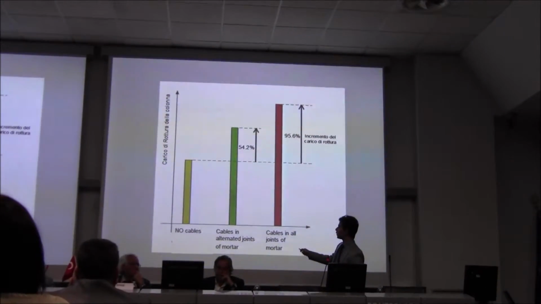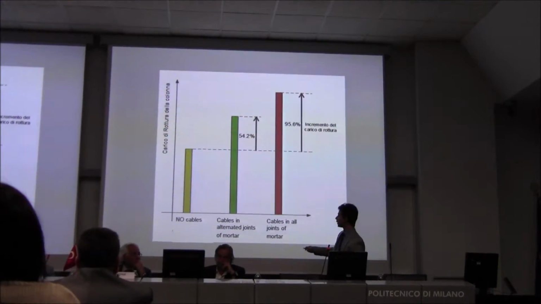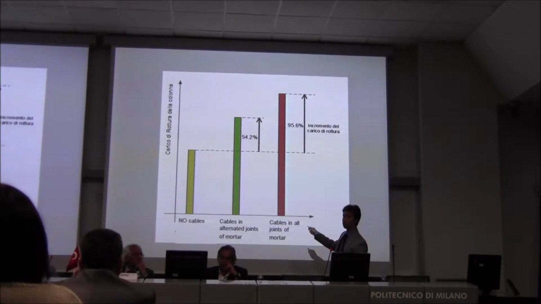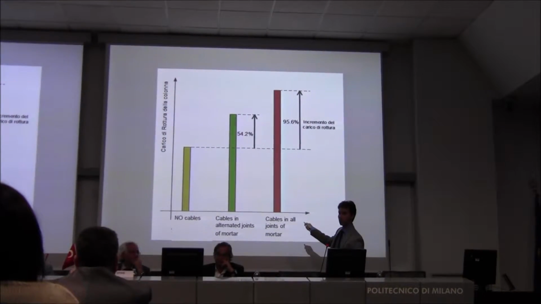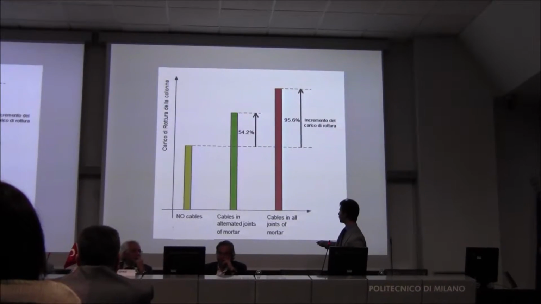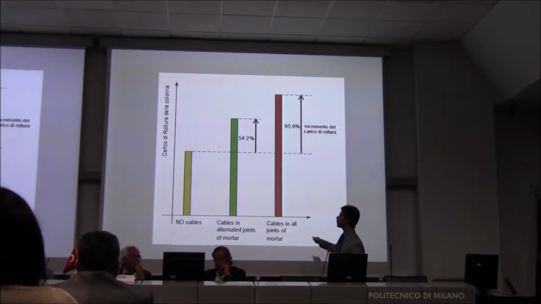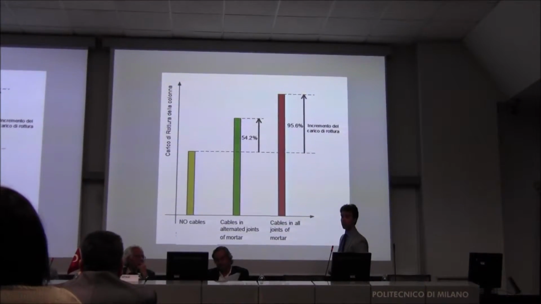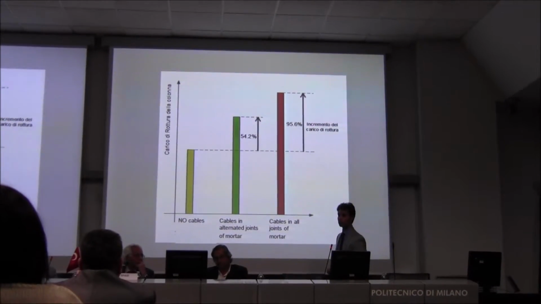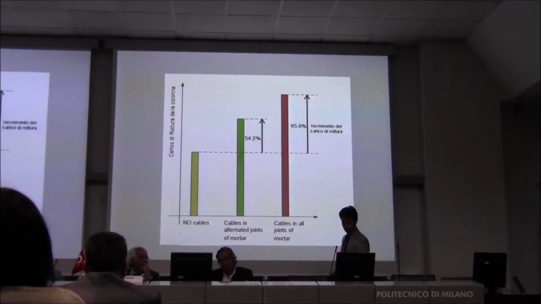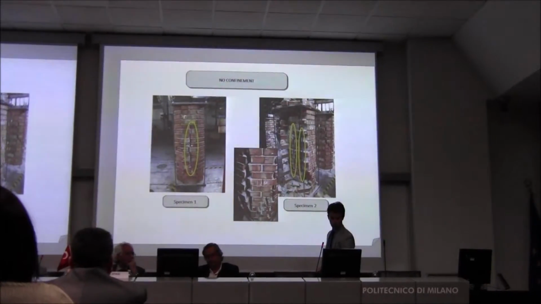Without any cables, we reach a collapse load. With cables in alternating joints, an increase of more or less 50% of the collapse load, and with the cables in all the joints, we reach a 95% increase of collapse load. So it's a strong efficiency.